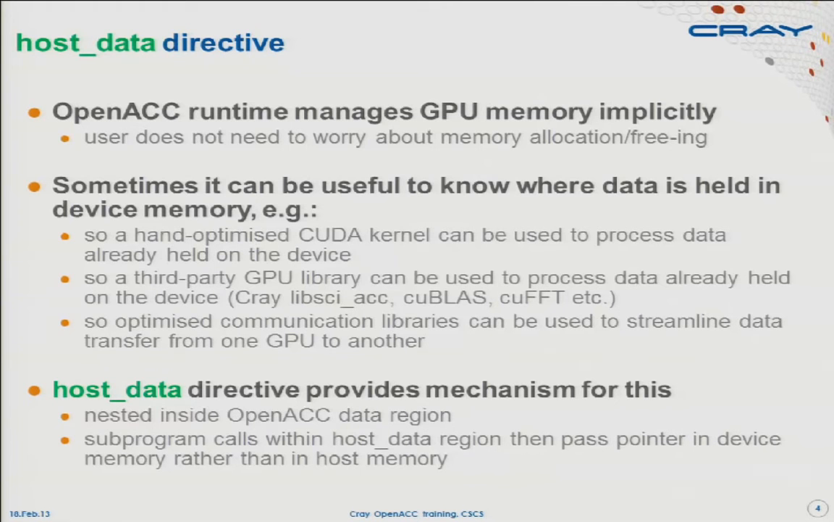Usually with OpenACC, the compiler, the runtime, is handling all of creating the arrays that you need on the GPU and where they live and freeing them at the end. And so when you want to call these libraries, if you want to do something external that's outside of OpenACC, you need that information to be made available. And that's what host data does.